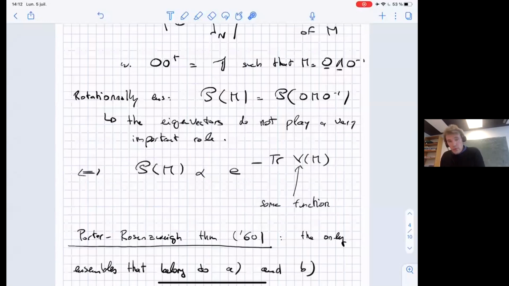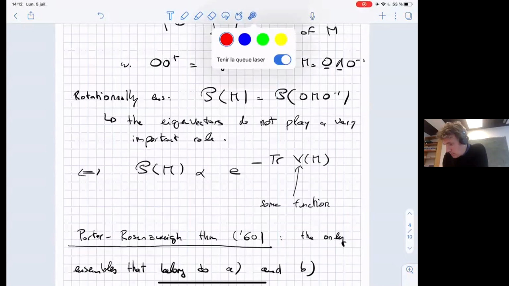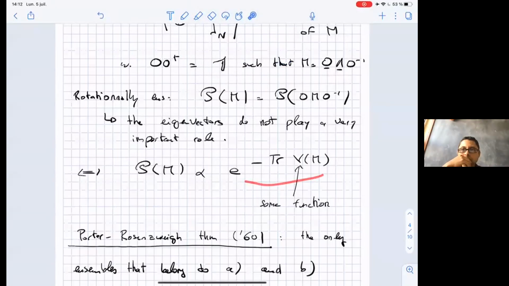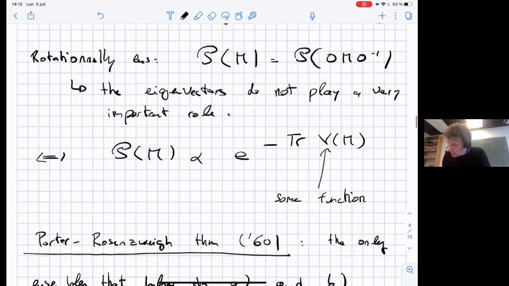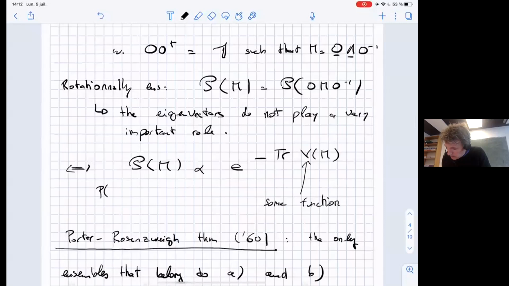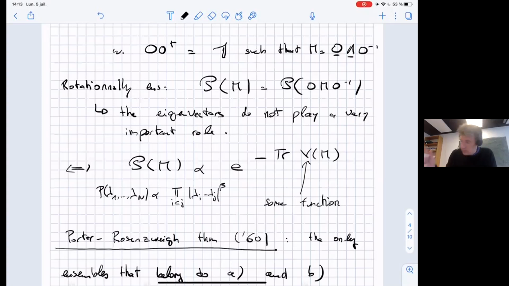This V of M. If you look at this kind of model, the joint distribution of the eigenvalues, then you will typically have the van der Monde. If you look at the P of lambda i's, you will have, as usual, the van der Monde term, with beta equals one or two, whatever. And then generically, you will have this term. Can you read it? Yes, I can read it.